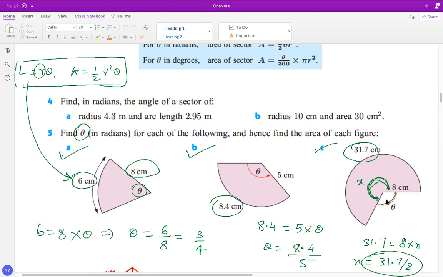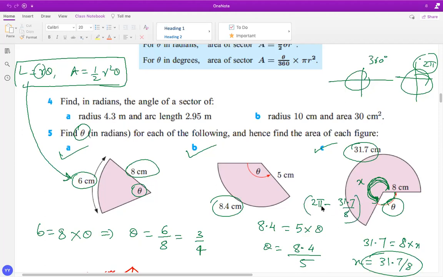And remember this now to get this theta. The angle around a point is 360 degrees, and in radians, the angle around a point is 2 pi. So after you get this answer x, you're going to do 2 pi minus 31.7 over 8. Whatever answer you get, subtract from 2 pi. Don't do 360 minus, because now you're dealing in terms of radians.